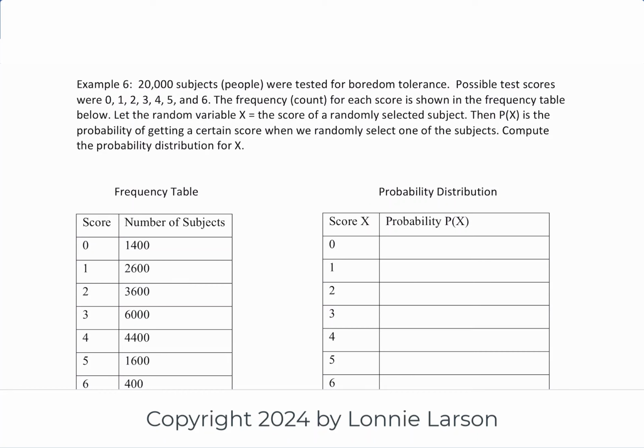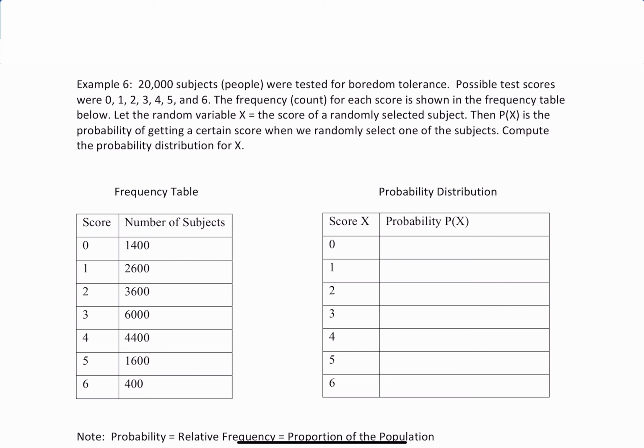Example 6. 20,000 people were tested for boredom tolerance. Possible test scores were 0, 1, 2, 3, 4, 5, and 6. The frequency or count for each score is shown in the frequency table below. We're going to let X be the score of a randomly selected subject. So X is a random variable.